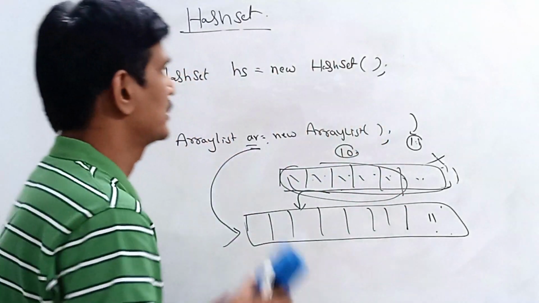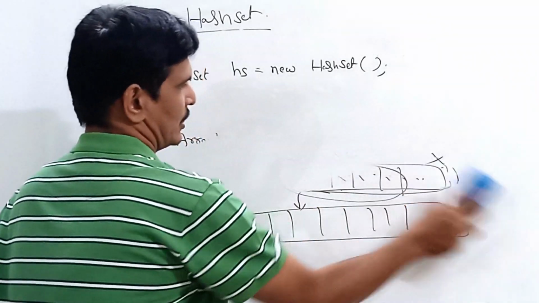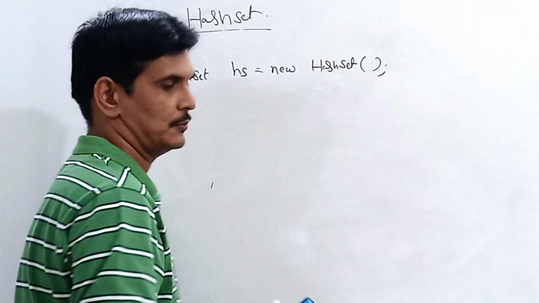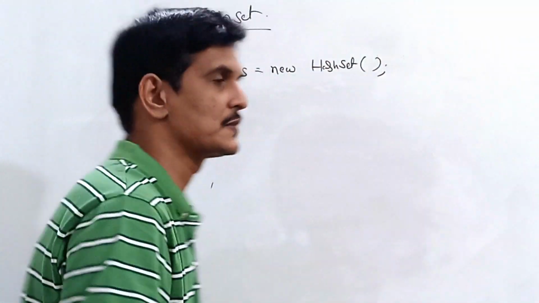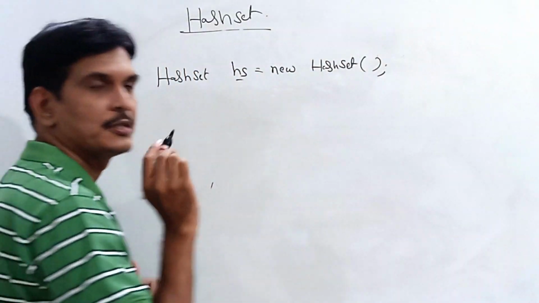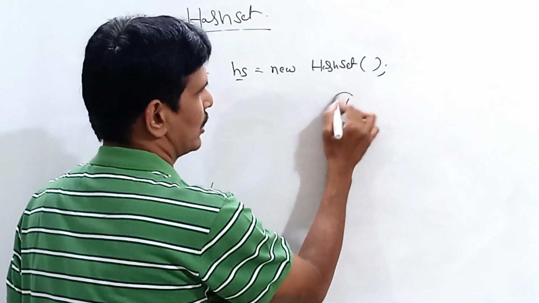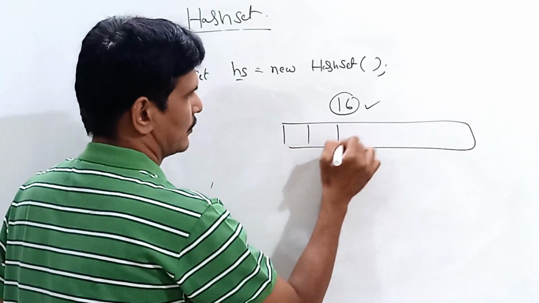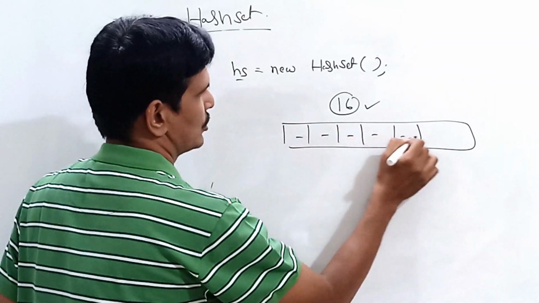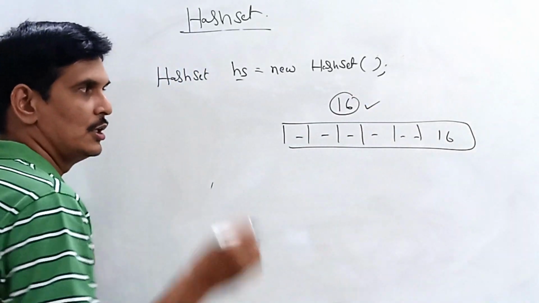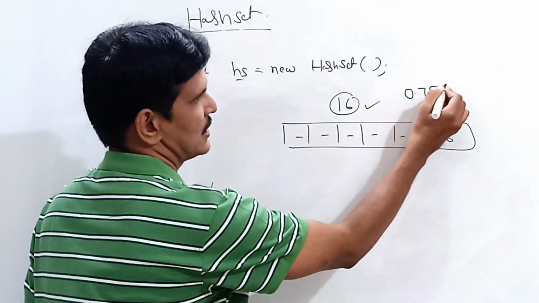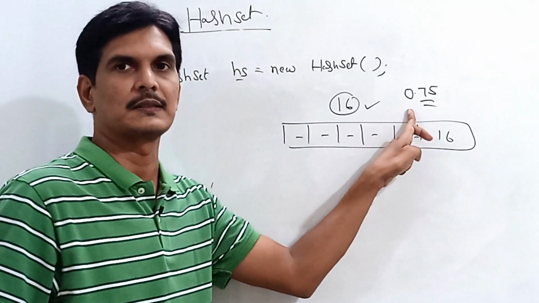The same thing happens for hash set also. In case of hash set, when I create a hash set object, by default 16 locations will be allocated, so I can store 16 elements. Say I already added 16 objects like this. Now the default load factor is 0.75, and this represents the percentage.